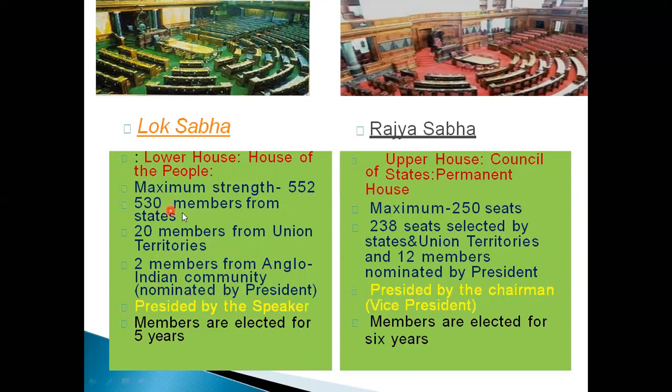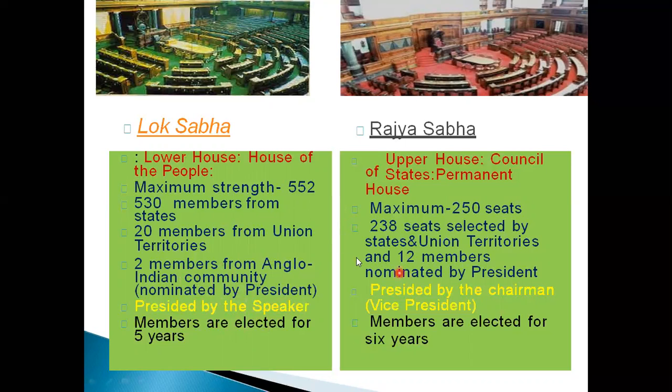530 members come from all the states. The 29 states are there, so members come from all states. Then 20 members come from all 7 union territories, and 2 members from the Anglo-Indian community. The President alone takes responsibility for nominating the 2 members of the Anglo-Indian community.